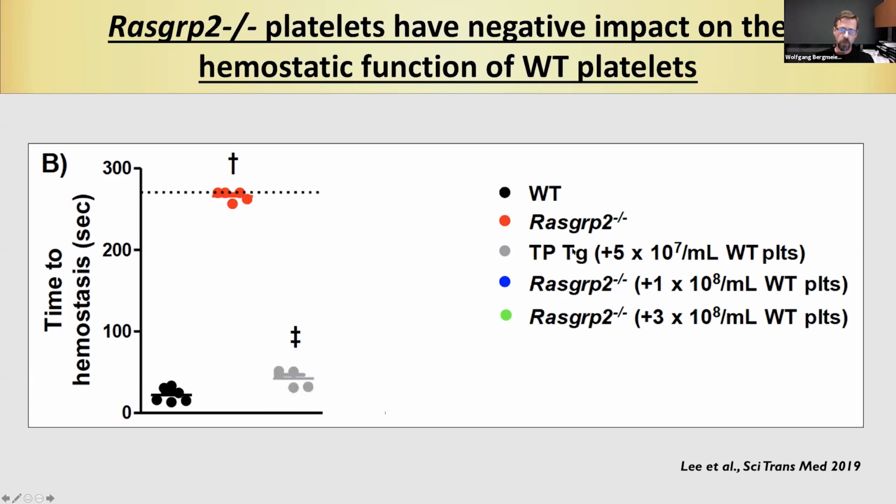Now, what we have to do in the thrombocytopenic mice is we only have to give a few platelets in order to get hemostasis back. So this is about 5% of what the normal platelet count is in a mouse. That is enough to bring hemostasis or bleeding times back down to almost normal.